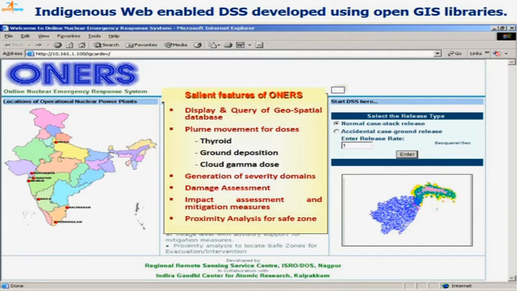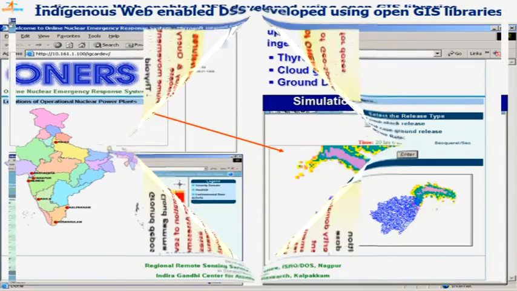This is one that has been done for an indigenously web-enabled DSS for Kalpakkam. They wanted to have a nuclear emergency response system. Whenever there is any leakage or anything happens with the radiation, how can you measure it, how can you find out, and how can people plan themselves, making a certain mechanism.